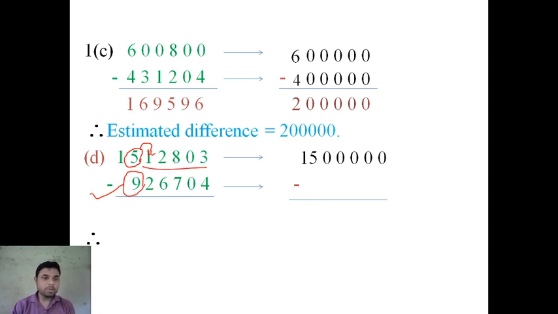Okay, now here when we are rounding 9, which digit is just after 9? 2. 2 means less than 5. If it is less than 5, no change. So 9 will be 9. Now how many digits? Just right side of 9, 5 digits. So there will be 5 0s.